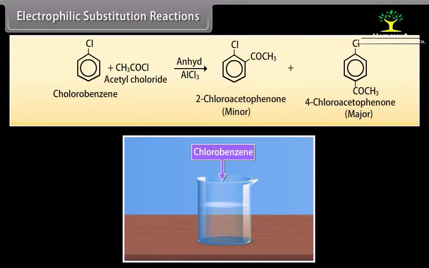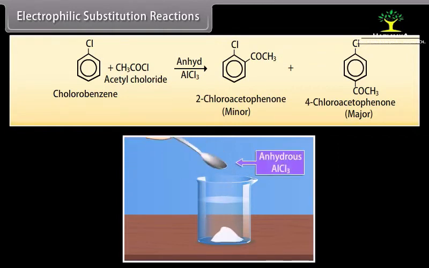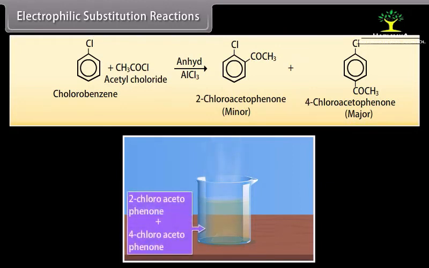When chlorobenzene solution is mixed with acetyl chloride and then some pieces of anhydrous aluminium chloride are added, it reacts to give 2-chloroacetophenone, which is a minor product, and 4-chloroacetophenone, which is a major product.